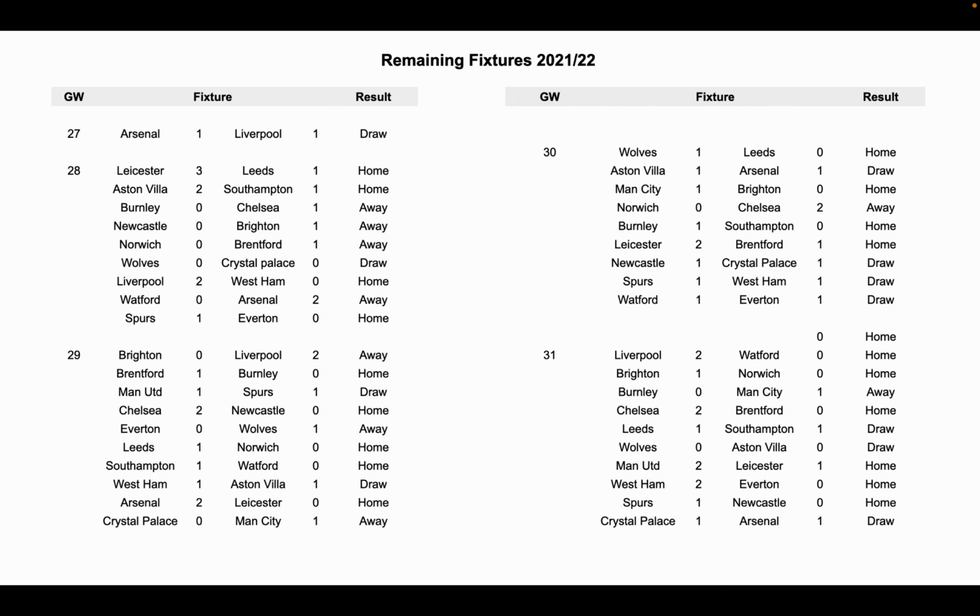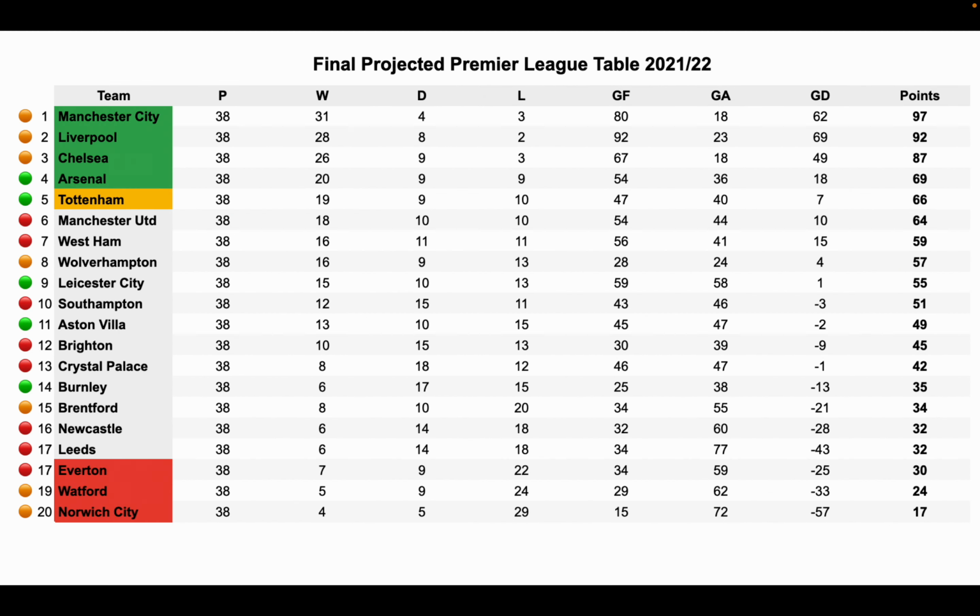So now what can we do? Well, now we can put it into a table, can't we? What we do now is put it into our final projected Premier League table for 21-22. And here we are. So what happened? I've put some little indicators on the left-hand side to show who's moved up and down. We've got not much change at the top.